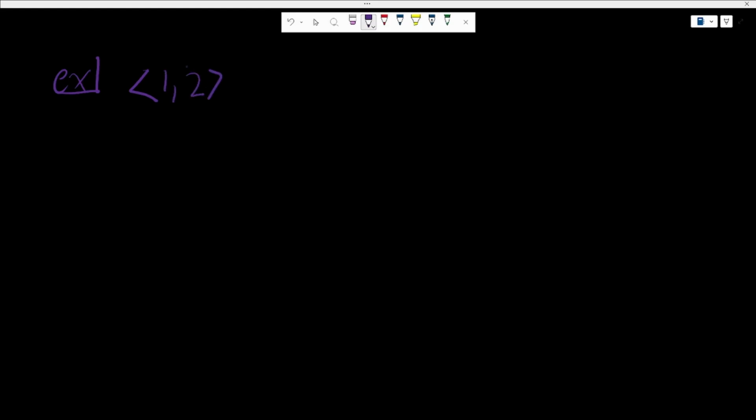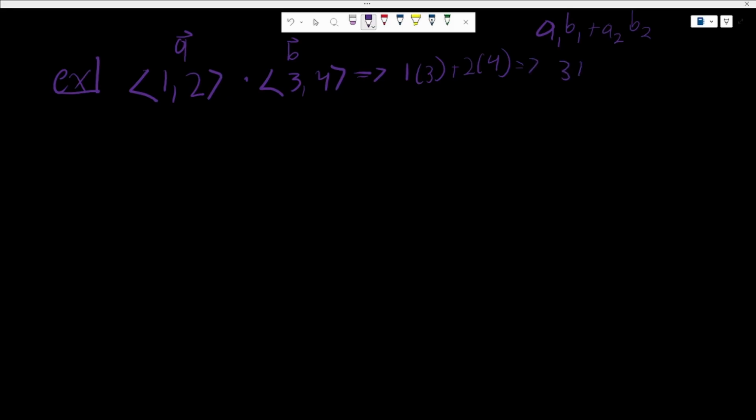So let's do vector A, which is equal to 1, 2, dotted with vector B, which will be equal to 3, 4. Using our little expression A1, B1 plus A2, B2, we can just see that our dot product is going to be equal to 1 times 3 plus 2 times 4. And simplifying this, we'll have 3 plus 8, which is equal to 11.